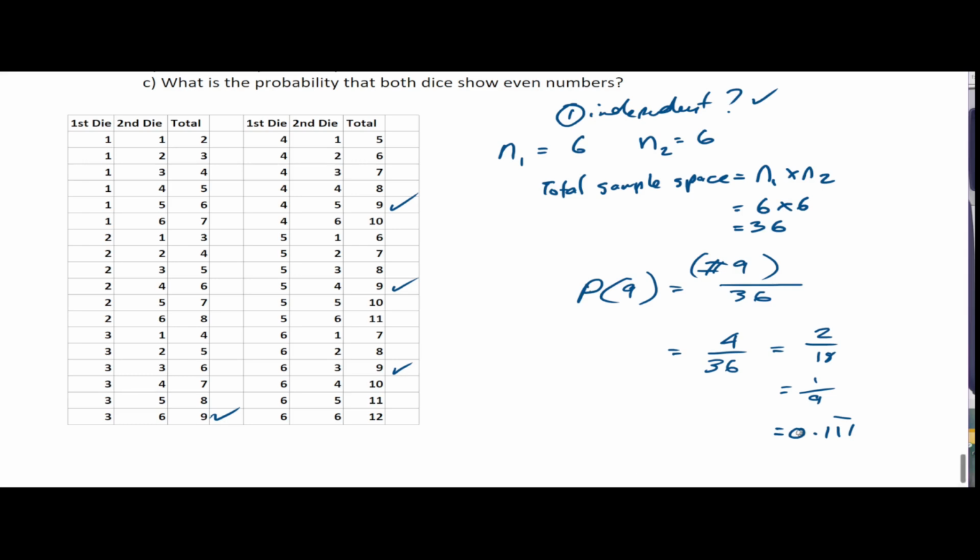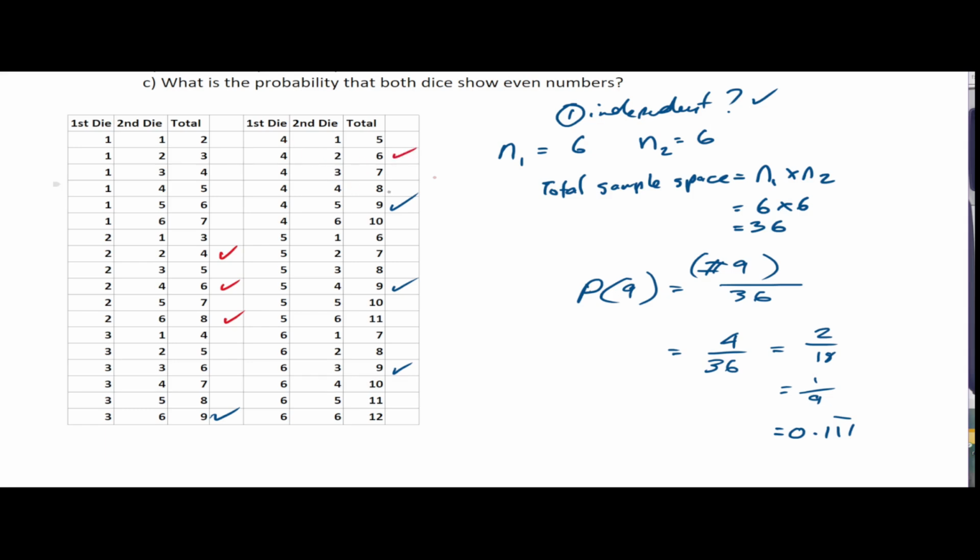Okay, next one. What is the probability that both dice show even numbers? And I'll do this one in red. So both of them show even numbers, so it can't be those. So 2 is that one there, that one there, that one there. These ones are all out because this is an odd number.